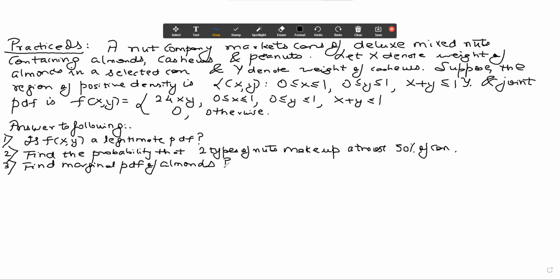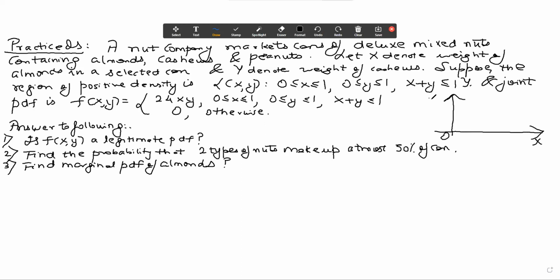Okay, so we have all read the question. X denotes the weight of almonds in a selected can. Y denotes the weight of cashews. And a can consists of three types of nuts: almonds, cashews, and peanuts. Obviously, the leftover part after filling in almonds and cashews will be peanuts. So we are given the region of positive density that x and y lie between 0 and 1, and x plus y is less than or equal to 1. So if I plot the density, how will it look like?